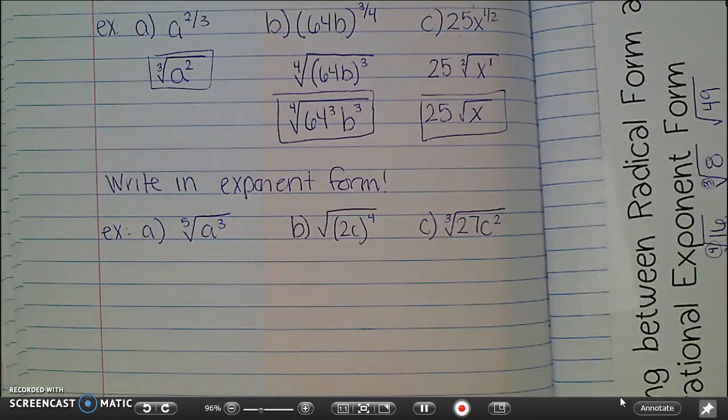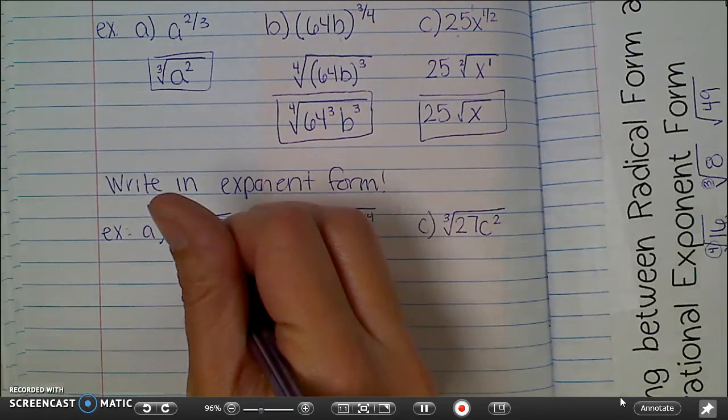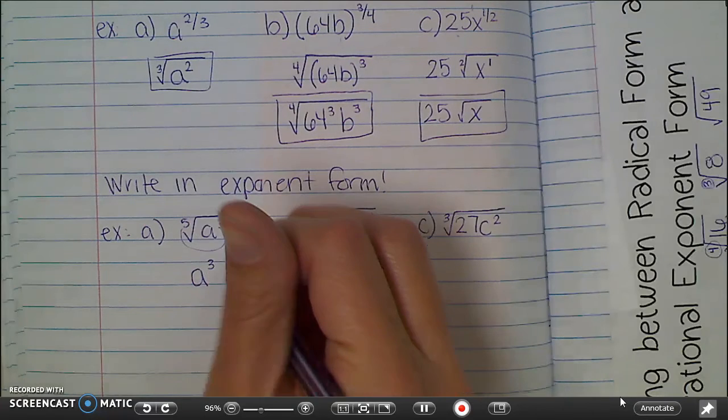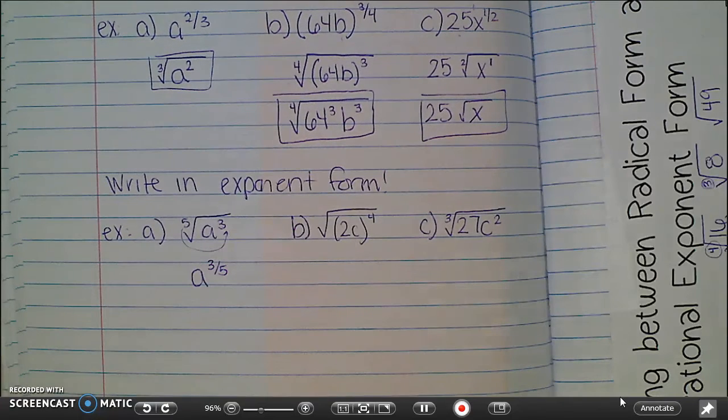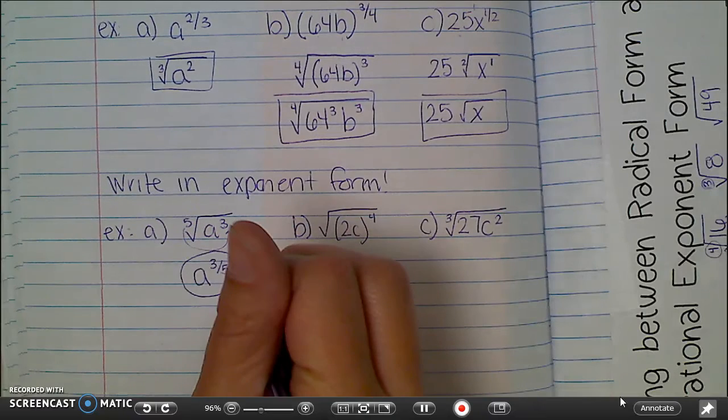Okay, so for the first one, my number is a, the exponent is 3, it stays there, and 5 just goes under. So to the 3/5. If this fraction can simplify, you should simplify it, but it doesn't.